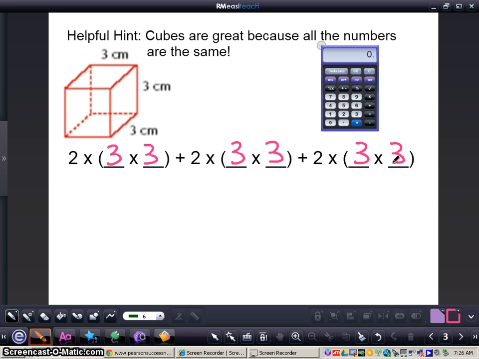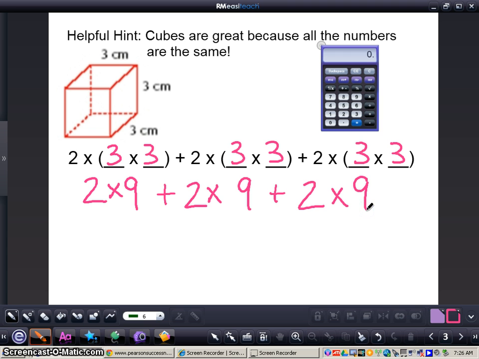Remember, order of operations, we always do the parentheses first. So 3 times 3, that gives me 9. So I will just write 2 times 9 plus 2 times 3 times 3 is 9 plus 2 times 3 times 3 is 9. So that's my first step. Now we're going to move on to the next step.